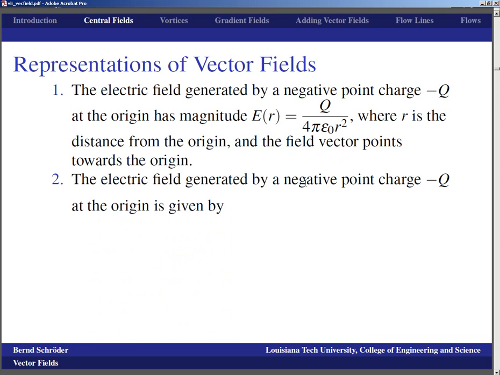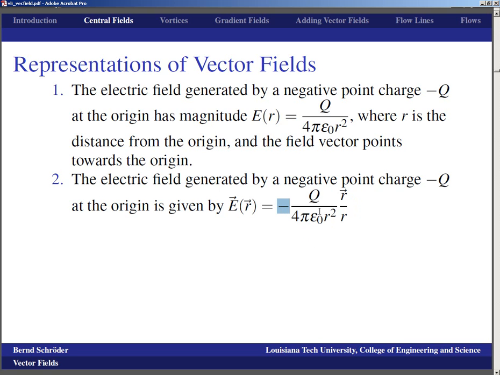Now, another way to describe that same electric field generated by a negative point charge, negative q at the origin, is by saying that the field is actually vector E of vector r being negative q over 4 pi epsilon 0 r squared. So again, the magnitude here without the negative sign, so just the magnitude. And then we multiply that by the position vector of the point divided by the length of the position vector. So this is just a unit vector that points away from the origin, and this negative sign makes it a unit vector that points towards the origin.